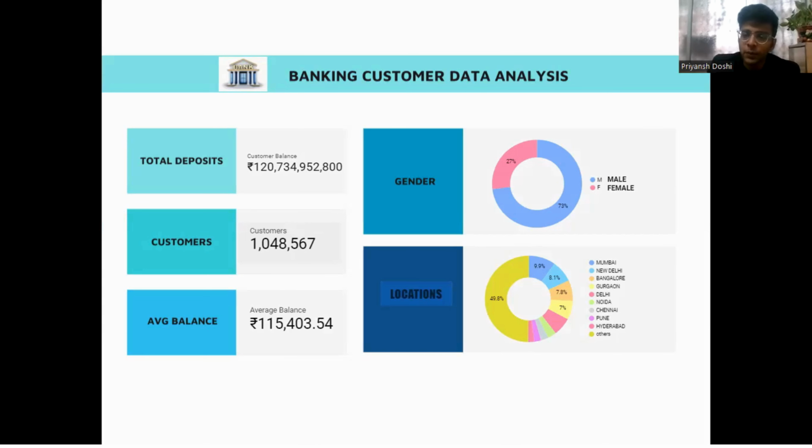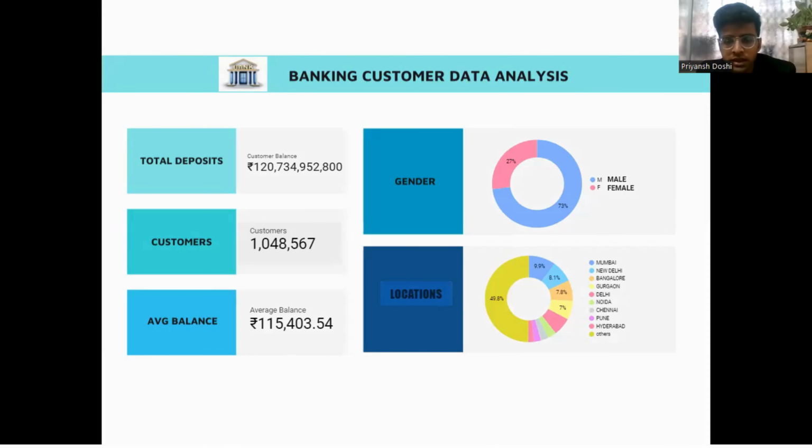Now coming to the customer demographics, this visualization shows us that around 73% of the customers are male and 27% of the customers are female. Now, in terms of location, nearly half, 49.8% of the customers are located in Mumbai, whereas some of the others are located in prominent locations like New Delhi, which comes up to 8.1%. Bangalore is 7.8%, and Gurgaon is 7% of the customers.